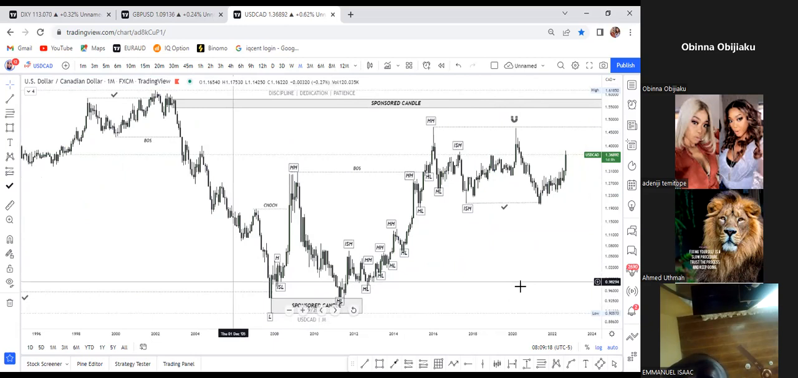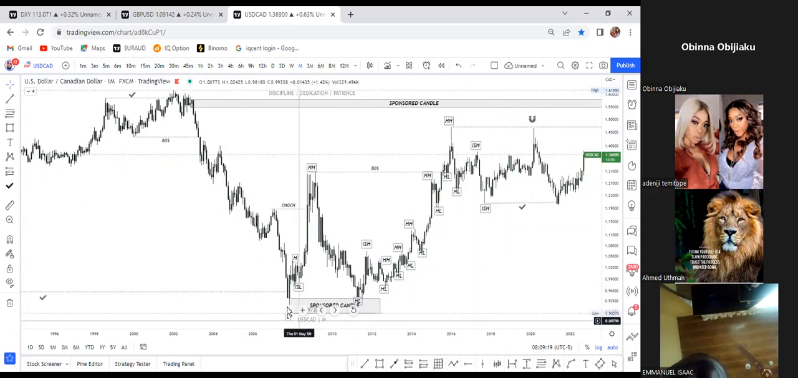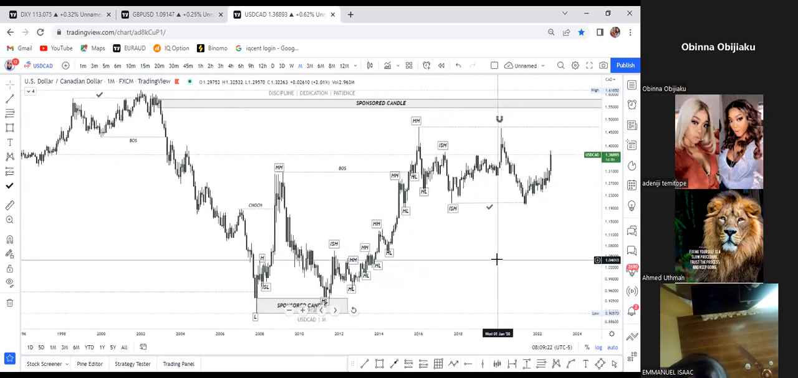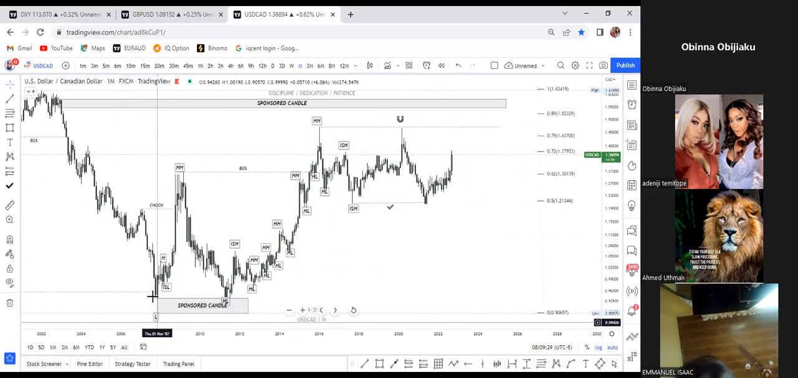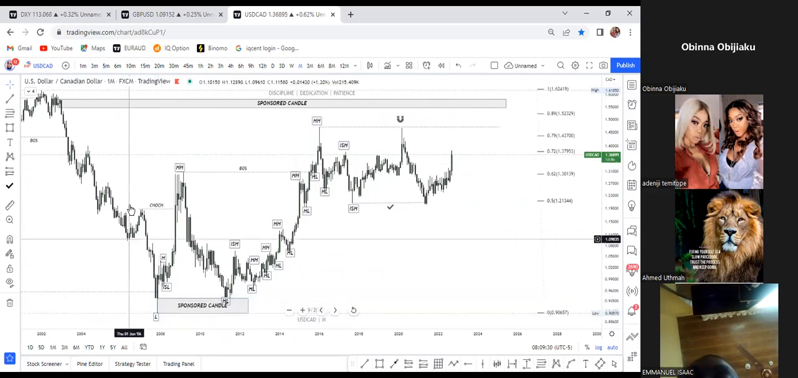Why is it my range low on the monthly? Because this low took out liquidity. What did I say? This low took out liquidity. That is why it's my major low on the monthly. It took out liquidity and had our first break of structure. This structural high was taken out.